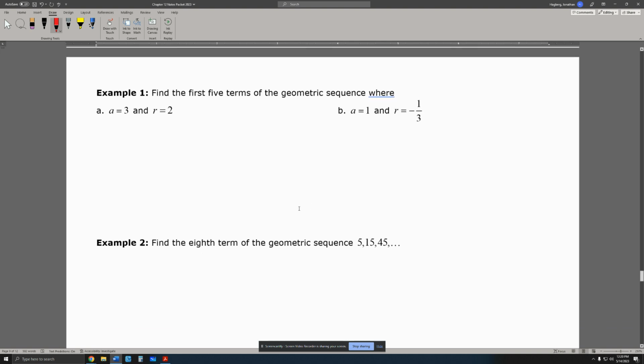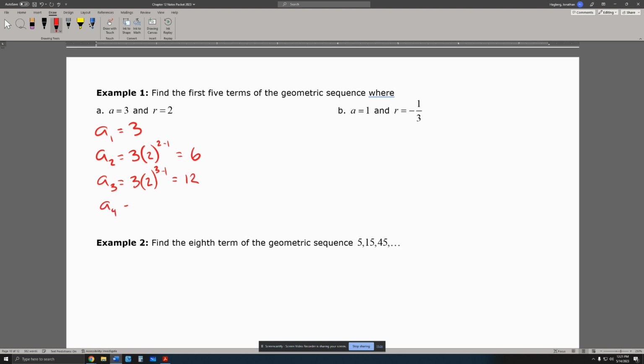Go ahead and flip the page. Let's find the first 5 terms of the geometric sequence where a is equal to 3 and r is equal to 2. So plugging it in, I know that a1 is going to be equal to 3. A2 is going to be 3 times our common ratio to the power of 2 minus 1, n minus 1. So this is equal to 3 times 2, or 6. A3 is equal to 3 times 2 to the 3 minus 1, which is 3 times 2 squared, or 3 times 4. That's equal to 12.